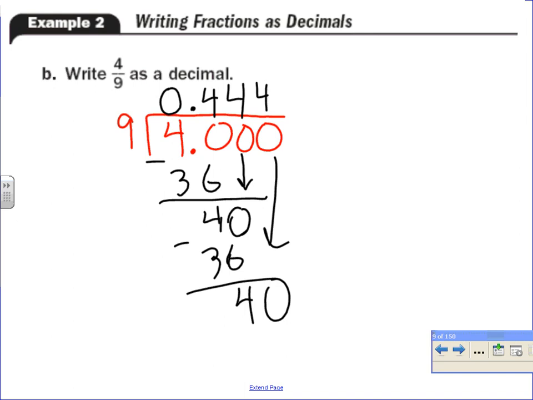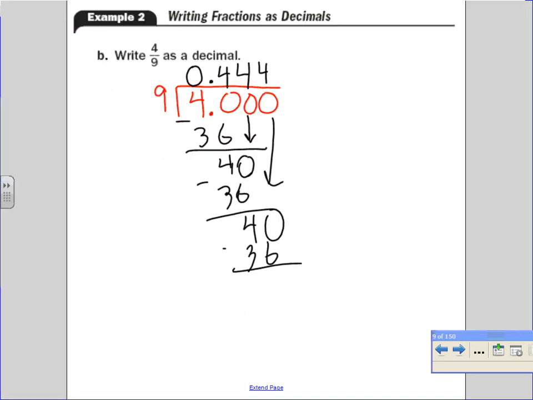Good job. That was so tough, wasn't it? Annalise, 40 minus 36 is what? Good. Let's add another 0. Drop it down. Are you getting sick of this yet? Okay. We can keep going. Okay. What's my point of this? What kind of decimal, Charles?